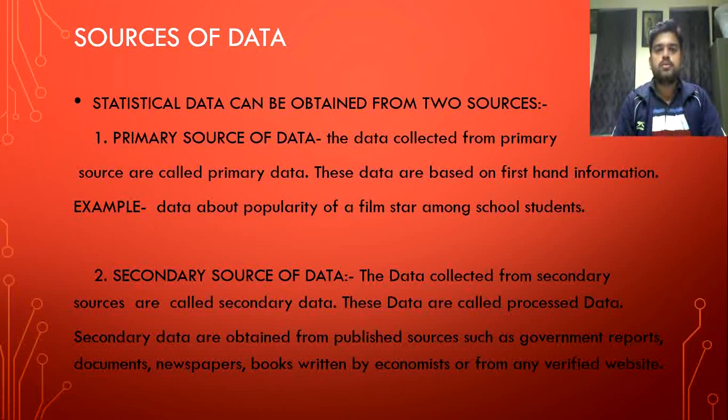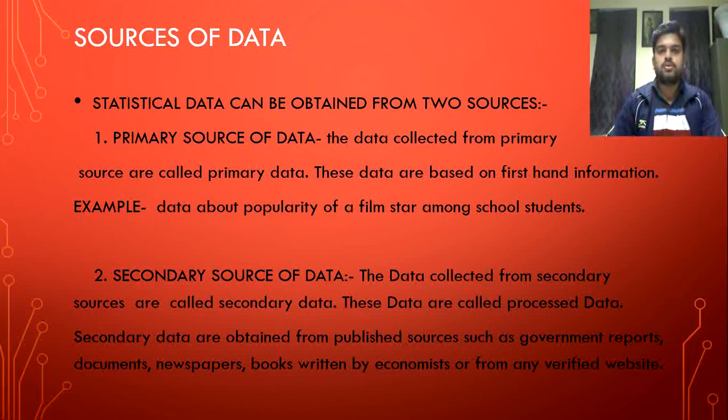What is a secondary source of data? When you take someone's opinions from a newspaper or magazine, or, as you can see here, secondary data are obtained from published sources such as government reports, documents, newspapers, books written by economists, or any verified website. If you take data from a verified website, that will be called a secondary source of data.